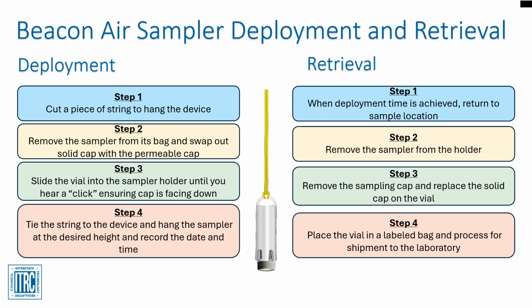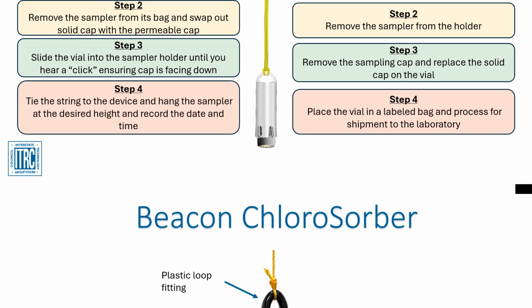When the device is ready to be retrieved after the deployment time is achieved, remove the solid cap from the sampling bag. Unhook the sampler from its sampling location, and remove the sampler vial from the sampler holder. Remove the permeable cap and replace with the solid cap. Label and follow the shipping procedures for analysis at the laboratory.